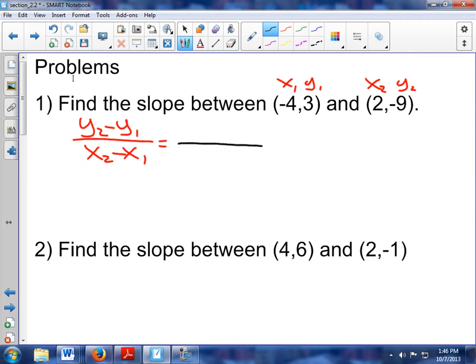So my formula, basically, all you really have to do is be careful with the negative signs. -9 minus 3. 2 minus a minus 4. -12 over 6. -2. Okay?